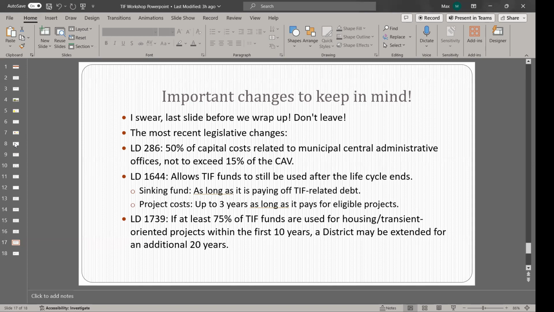That's something I really want to make sure everyone remembers tonight, especially if you're looking for housing in your community. That's a big, big game changer.